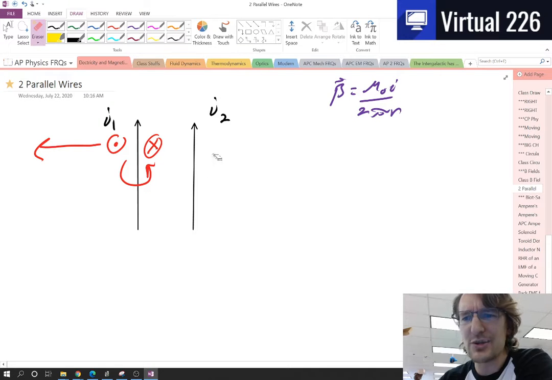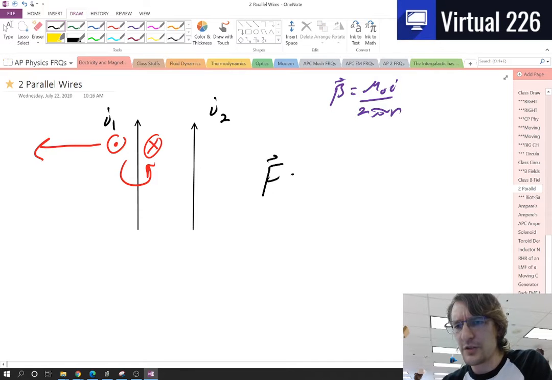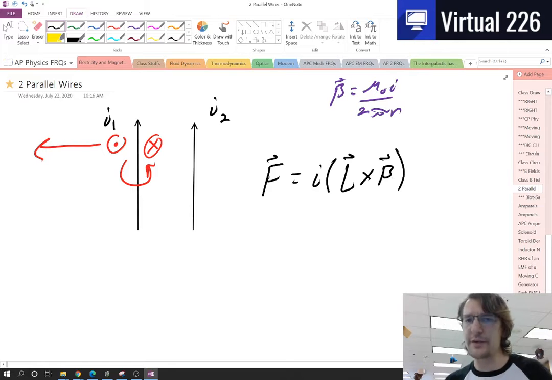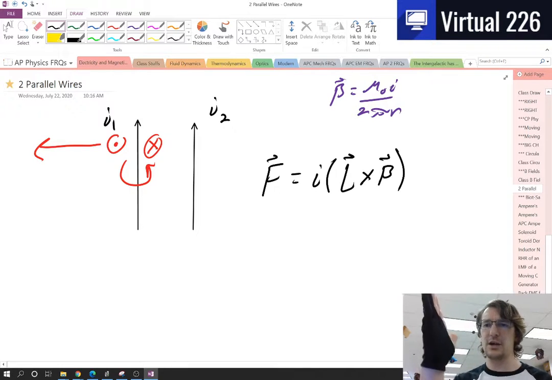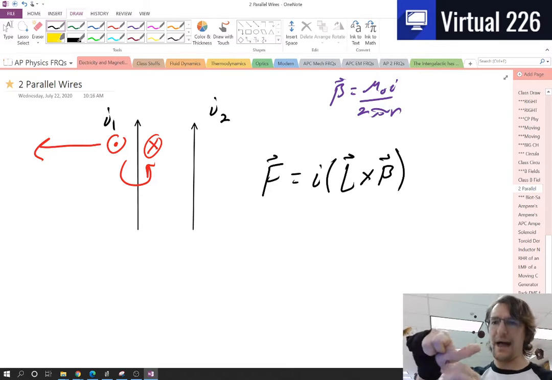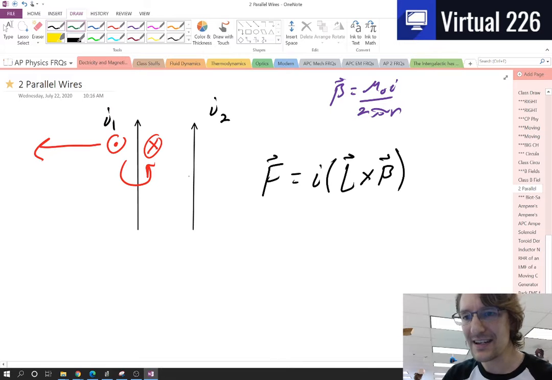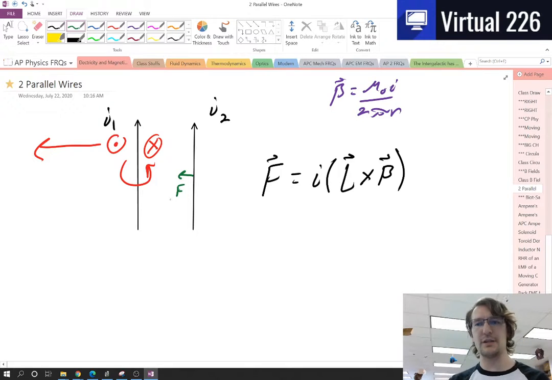Now, what's going to happen to wire 2 then? Well, wire 2 has a current pointing upwards, and there's a B field pointing into the page. So we know that due to a Laplace force, there's going to be a force acting on this wire. It's going to be the current times the cross product of L cross B. So if we take our right-hand rule for this, we put our fingers in the line of the current, and then our fingers are going to curl into the B field. So they're going to curl like that. The B field's going into the page, so I push down. I'm going to see that there's going to be a force on wire 2 acting to the left. There's a force here pulling it to the left.